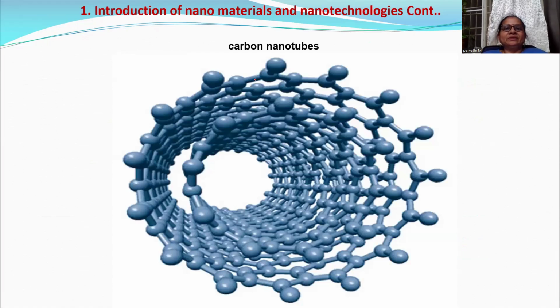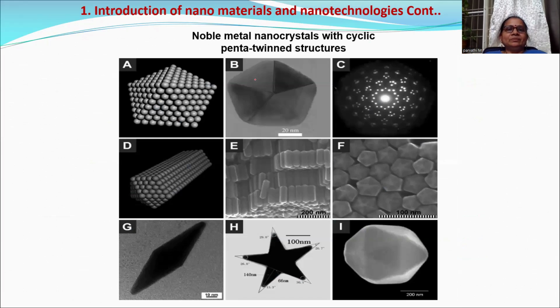So this is one example for nanotube. Though the picture is shown very big, it is a very small, tiny shape. And these are a few examples of nanostructures.